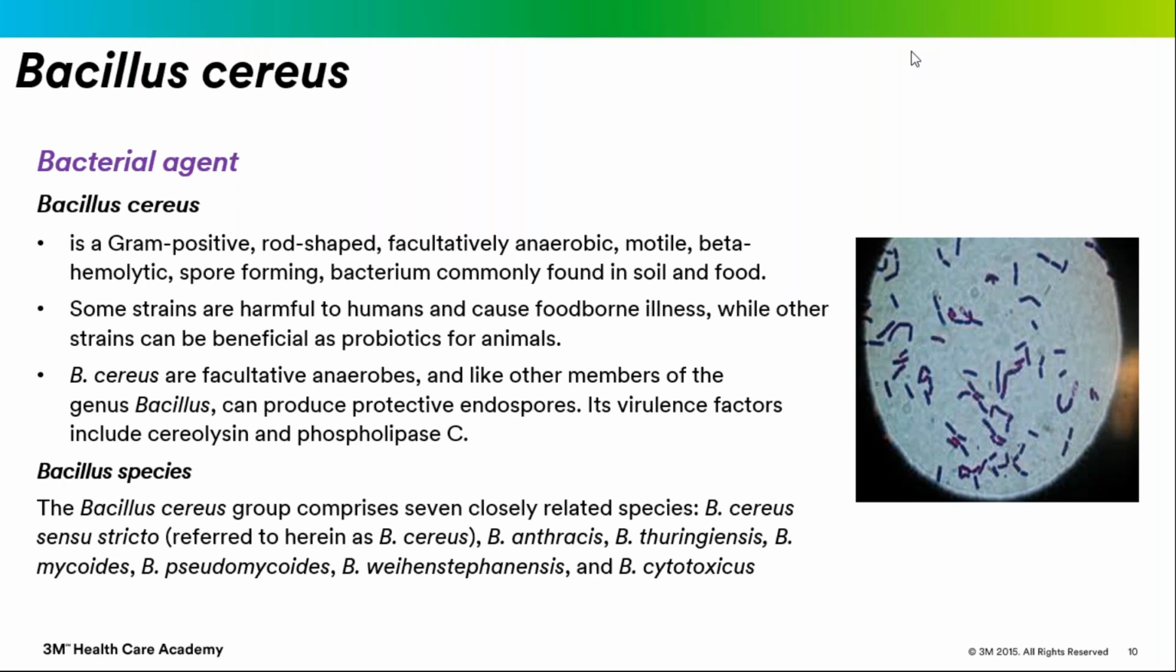So the Bacillus cereus group comprises seven closely related species, which are B. cereus, B. anthracis, B. thuringiensis, B. mycoides, and so on.